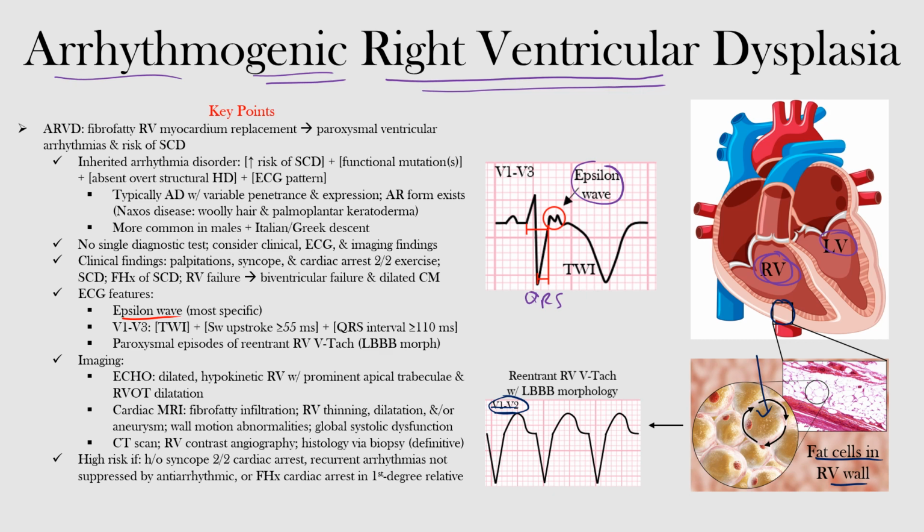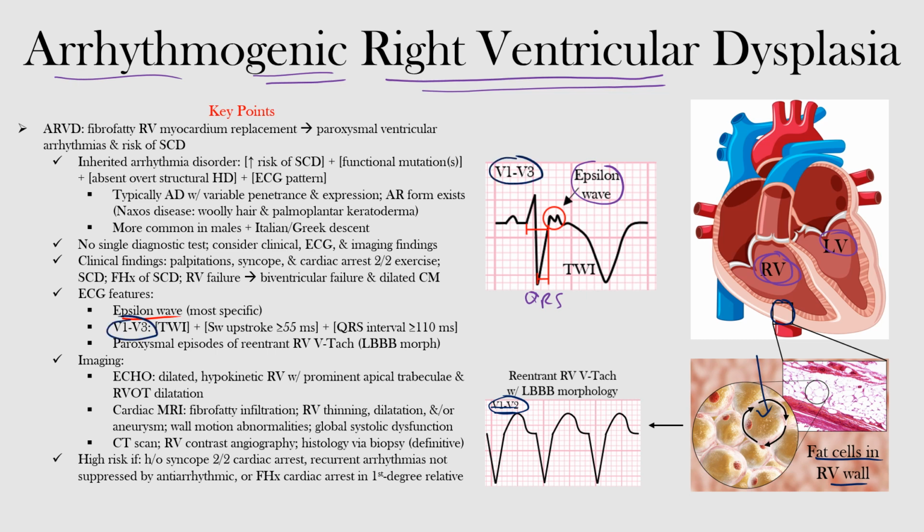About 85% of patients have T-wave inversion in leads V1 through V3, and nearly all patients have a prolonged S-wave upstroke of greater than or equal to 55 milliseconds in leads V1 through V3. In those same leads, there may also be localized QRS widening to 110 milliseconds or more. Okay, so these are the other features, again in V1 through V3.